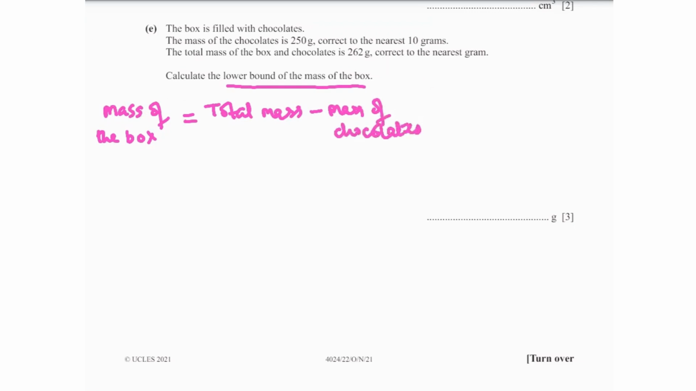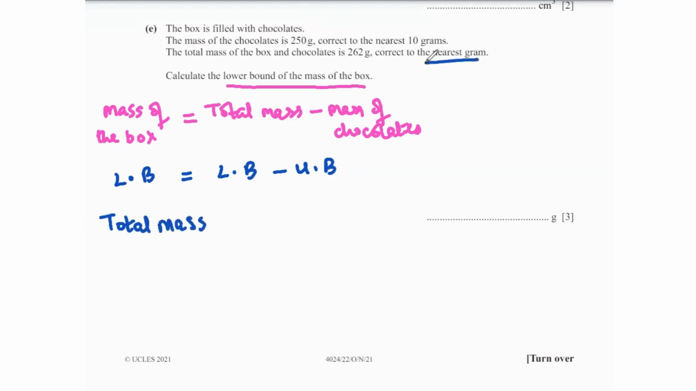Now we know that if we're trying to find the lower bound in subtraction, we subtract the upper bound from the lower bound to get the least value, because lower bound represents the least value. If you're trying to find the upper bound, then you would do upper bound minus lower bound. That would give you the greatest value. So since it's the least value, we find the lower bound of the total mass and the upper bound of the mass of chocolates. So we start with total mass.